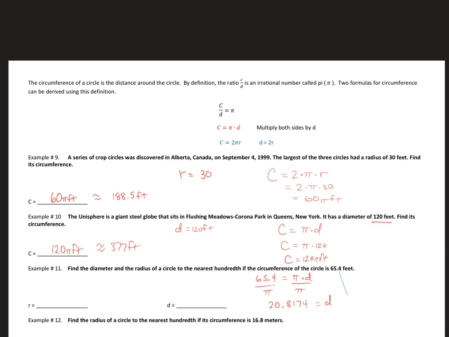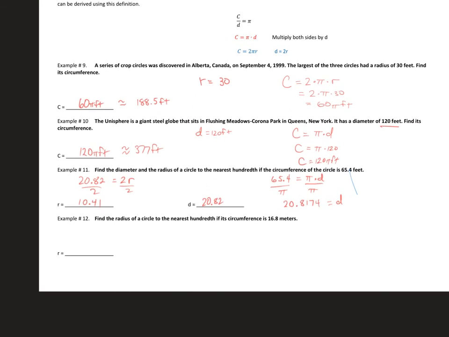So let's just say we're going to round our answer to the nearest tenth. So that means 20 point, it says to the nearest hundredth. So that's going to be 20.82. So now how do I find the radius? I'm going to say 20.82 equals 2r, because that's what the diameter is. Divide this by 2. So 20.82 divided by 2 is 10.41.